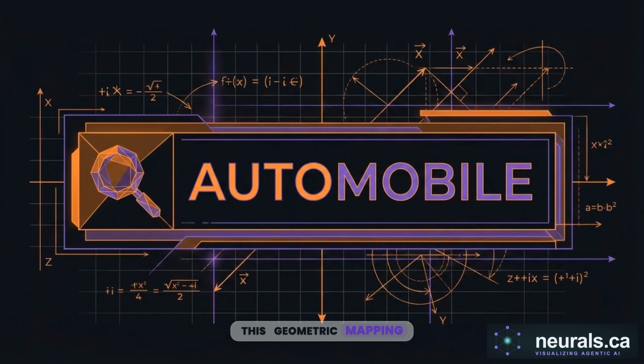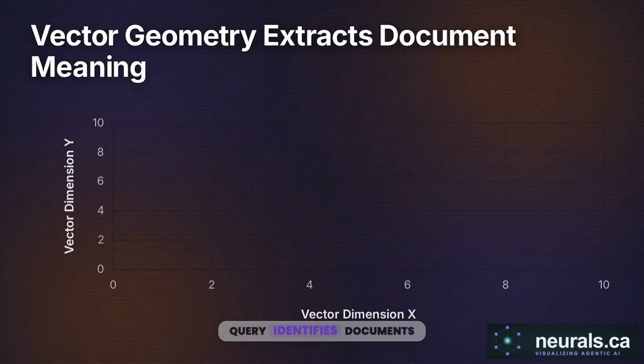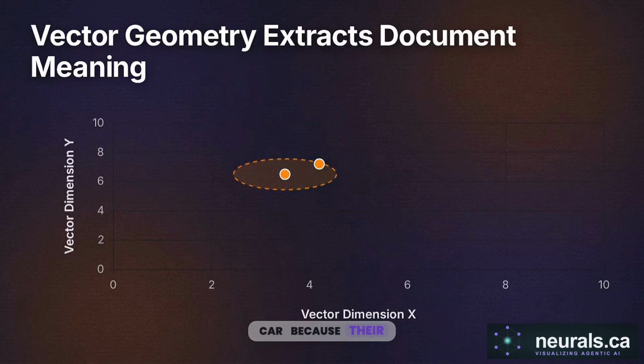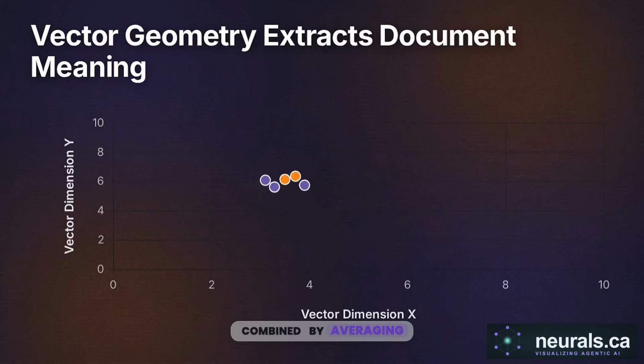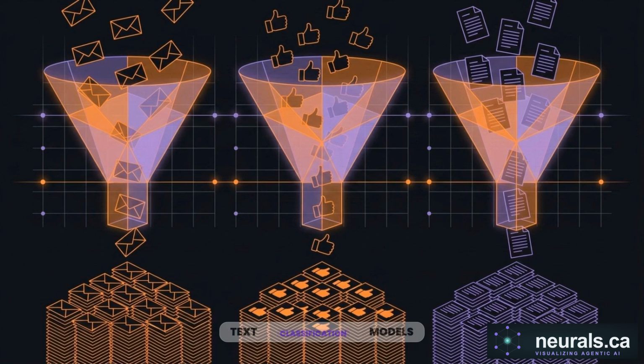This geometric mapping enables semantic search. Instead of looking for an exact keyword match, a query identifies documents based on their spatial proximity. A search for automobile easily matches a document about a car because their numerical coordinates land right next to each other in the vector space. And those individual coordinates can be combined. By averaging the vectors of all the words in a document, engineers create a compact, mathematically pure input. This allows text classification models to instantly sort through millions of reviews, emails, or articles based on their overall location in this multidimensional space.